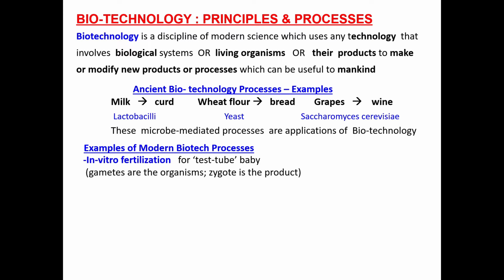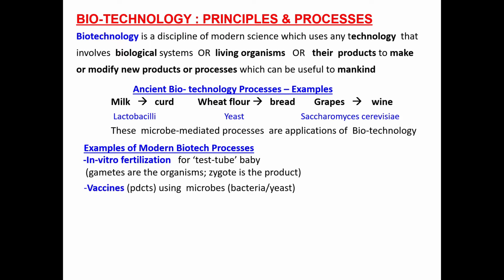Now let us see some modern examples of biotech processes. In vitro fertilization or making of a test tube baby. Here gametes are taken from the two parents and are fertilized in an in vitro situation outside the body of the mother. So the gametes are the organisms and the zygote, which is formed after fertilization, is the product. This is an example of a biotechnological process because organisms are used and the product is useful for mankind.